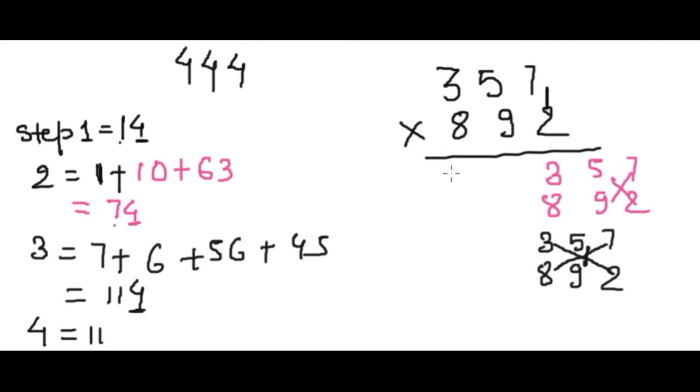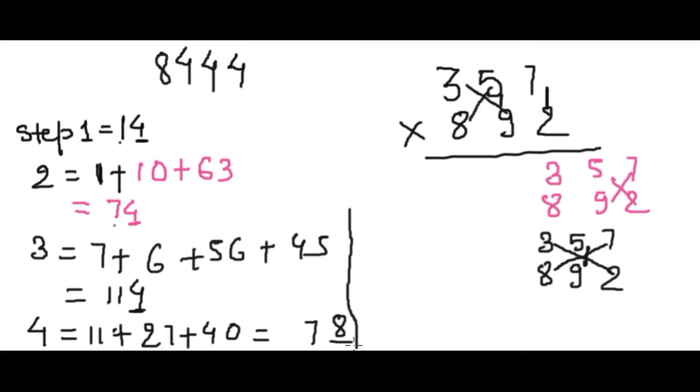Step 4, 11 carry forward. In step 4, we will do multiplying 3 into 9 and 5 into 8. 3 into 9 is 27, 5 into 8 is 40. This is 78. So carry forward 8 up and 7 carry forward in the last step.